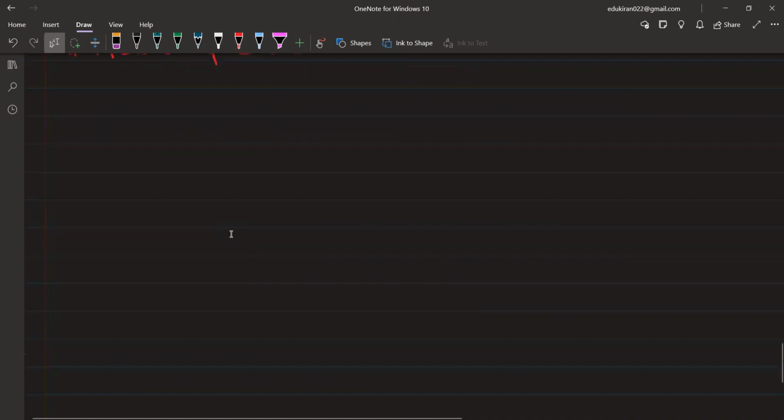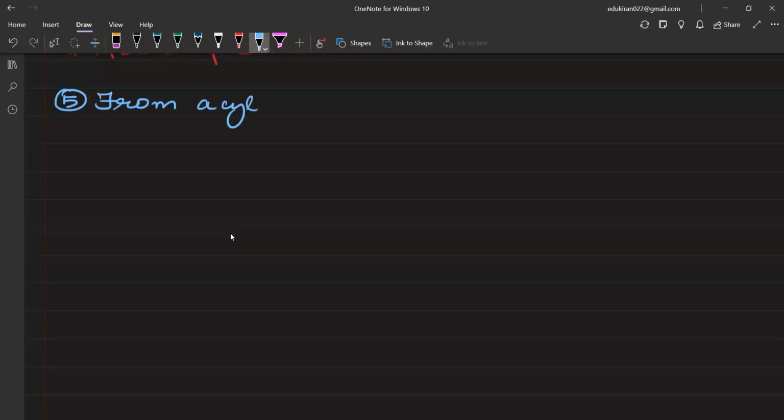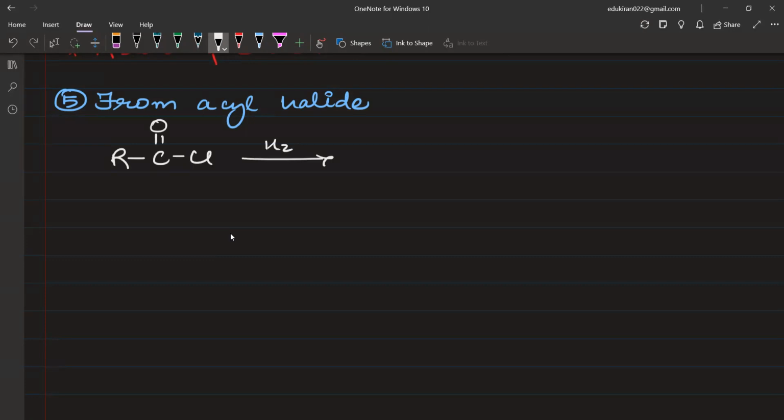Right, next reaction from acyl halide. Here, when you have C double bond OCl, है ना? ये तो आप लोगों को पता होगा. This is C double bond OCl, and then you add water to it. If you do this in acidic condition, or in neutral condition also, it is going to give you RCOOH.